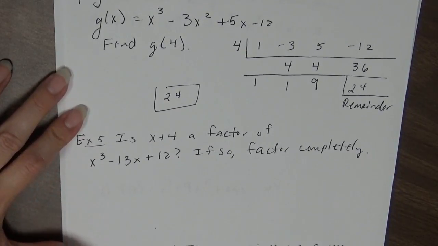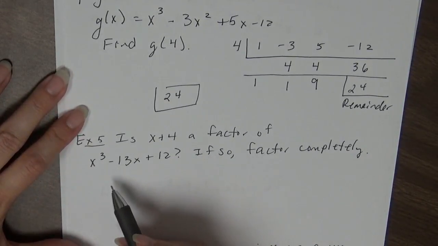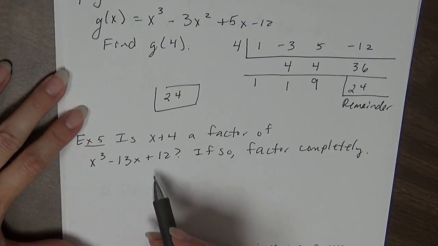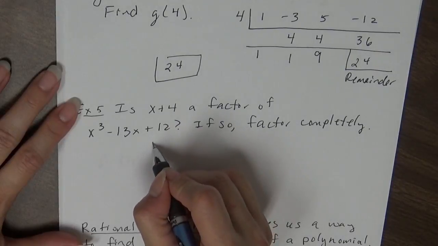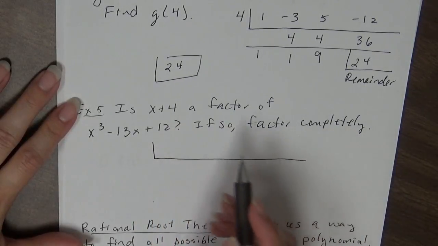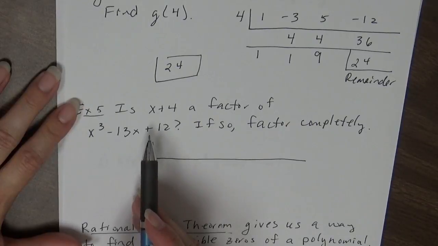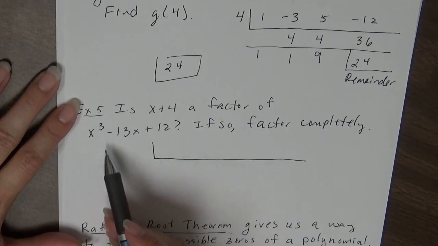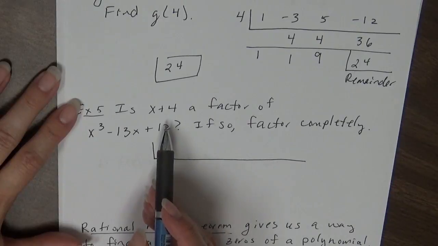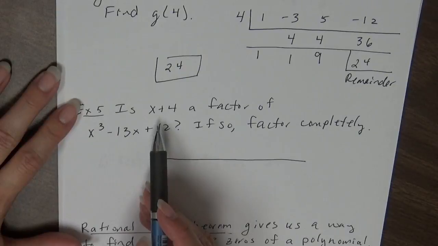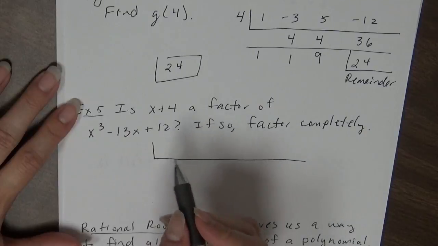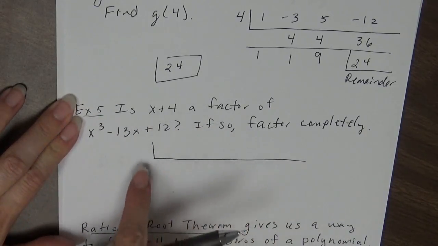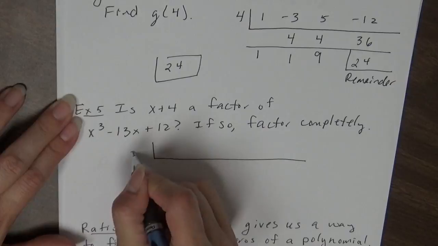Example 5. Is x plus 4 a factor of x cubed minus 13x plus 12? If so, factor completely. So we're going to do another synthetic division problem. This time we're being asked to decide if our trinomial can be evenly divided by x plus 4. So if I were to do a long division problem, x plus 4 would be my divisor, and then the trinomial would be my dividend. So out here we're going to be dividing by negative 4.